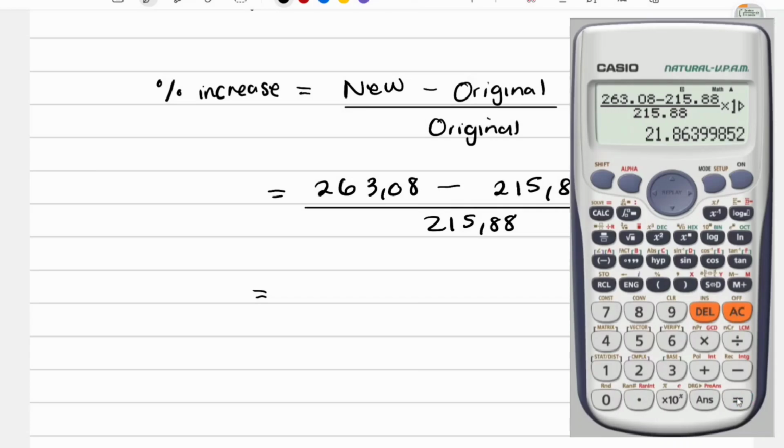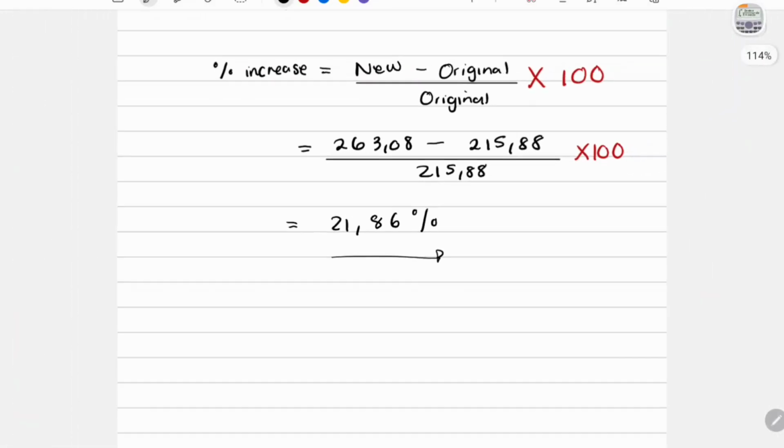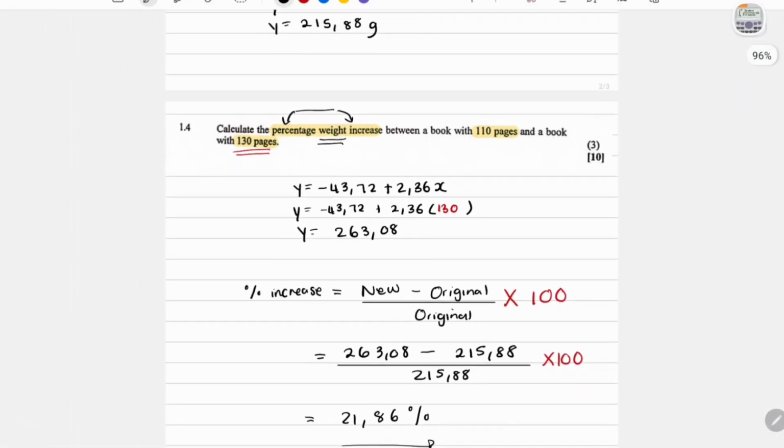Okay, I put it back on COMP. To do that, you just press MODE and then 1. So I put it back here just so that we can calculate. We don't even need the data anymore. This is the last question for this data. So that is equal to 21.86%, rounded off to 2 decimals. That is the percentage increase that we have there. Okay, so that is the last question that we have for question 1.